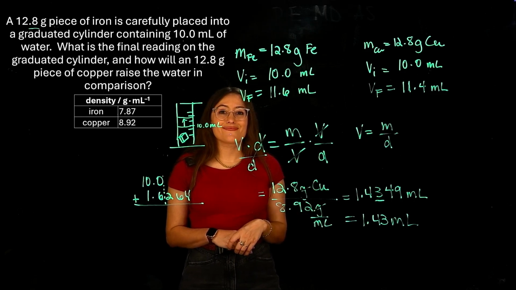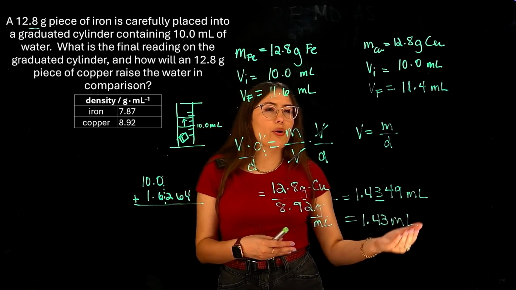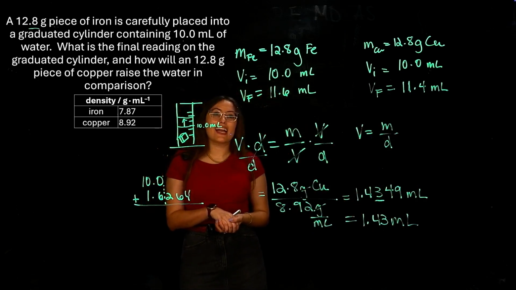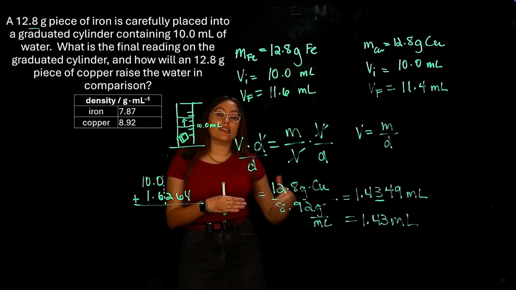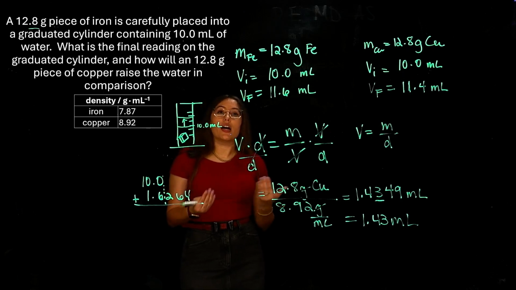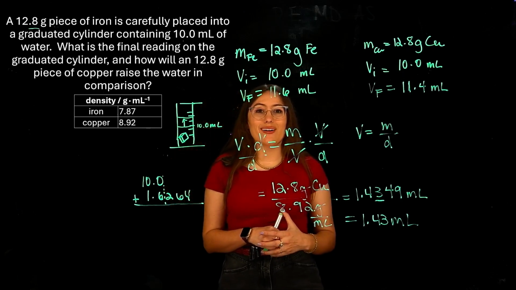We see that the final volume is going to be higher for iron in comparison to that of copper. So that is how you approach this problem: really taking a moment to think about what these problems are asking and setting up a process on how you would approach it. Always make sure you identify what is given, what your steps are, and how to approach it as well. Thank you.